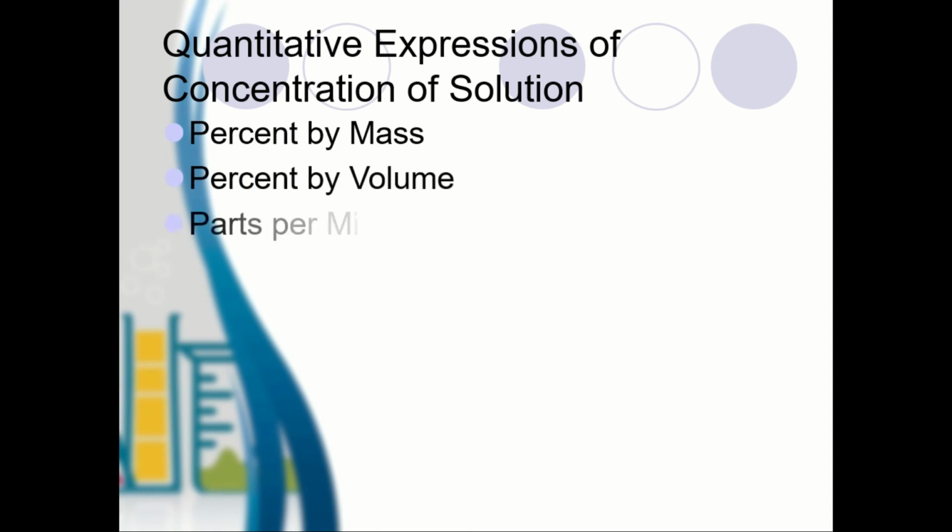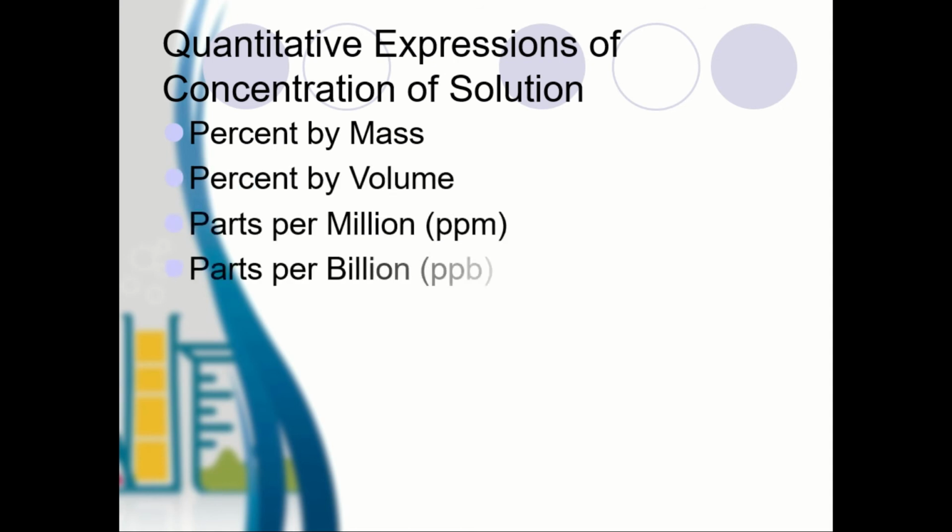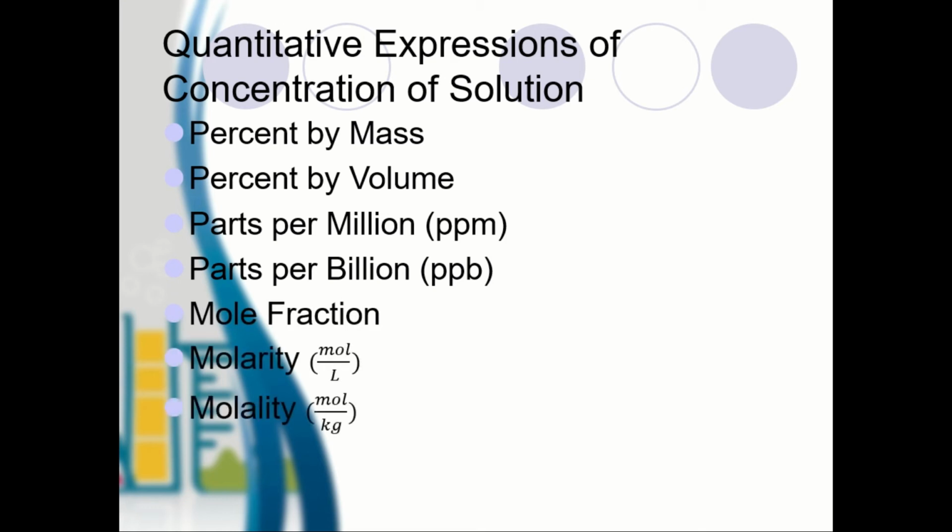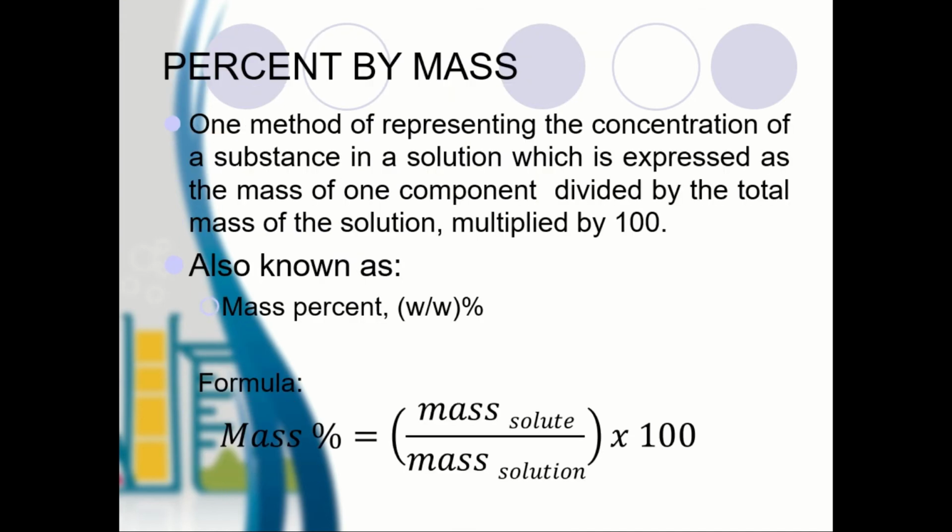Now we go to the quantitative expressions of concentration of solution. We may discuss all of this. The first one is percent by mass, next percent by volume, parts per million, parts per billion, mole fraction, molarity, molality, and normality. Let's go to percent by mass.